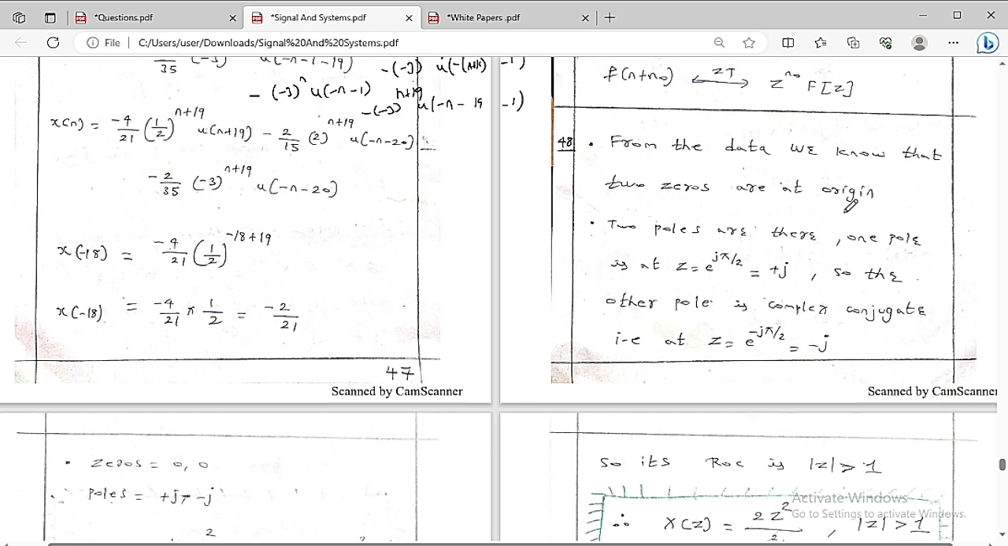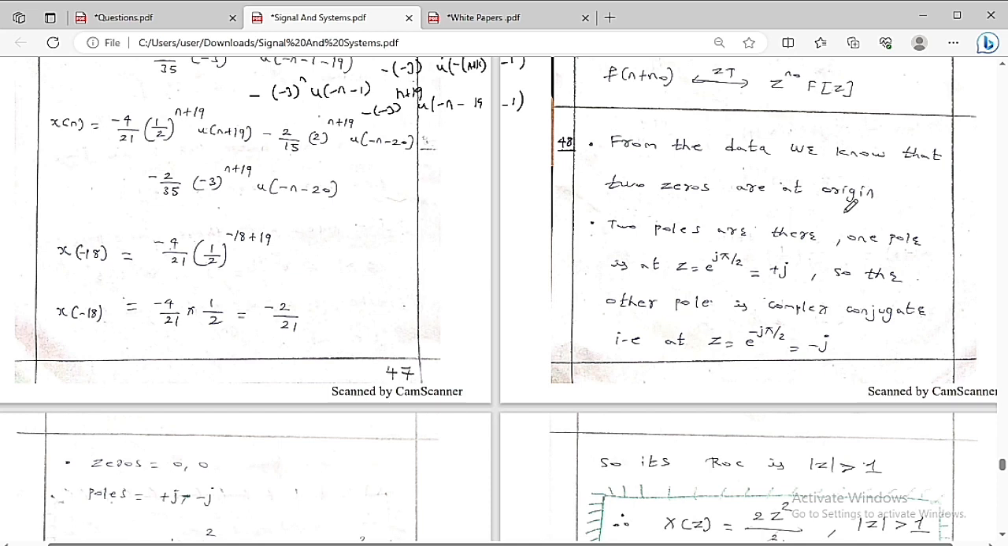So see, there are two poles in X(z), and they have told that one pole is located at z = e^(jπ/2). If we expand, what are we going to get? cos θ + j sin θ, with θ equal to π/2. So we are going to get plus j. So the other pole is the complex conjugate.